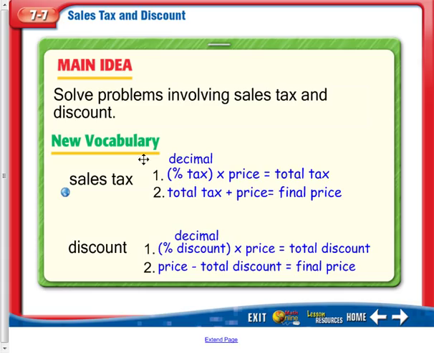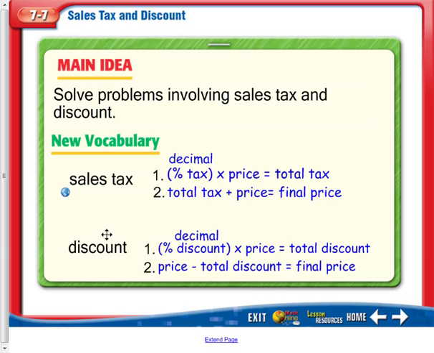One way to do it is to take the percent of tax, convert it to a decimal, multiply it by the price of the item, and that gives you the total tax that you'll pay. And then take that total tax, whether it be like 37 cents or whatever, add it to the original price, and that'll give you the final price.